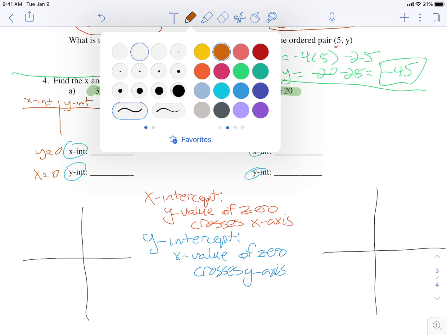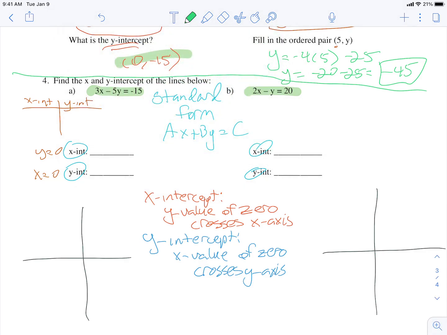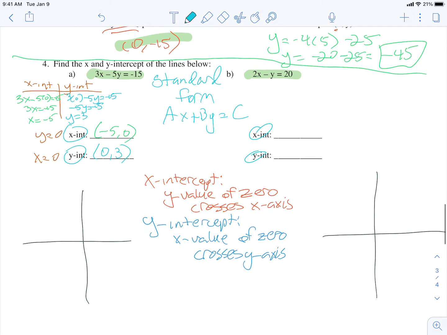Now what makes this really nice to work with is by putting in 0 for y, now I don't have that y value or that 5 anymore. My new equation is just 3x equals negative 15, x equals negative 5. A little mental math. So that's negative 5, 0. To find my y-intercept, I plug in 0 for x. So 3 times 0 minus 5y is equal to negative 15. Negative 5y is equal to negative 15. Y is equal to 3. 0, 3.